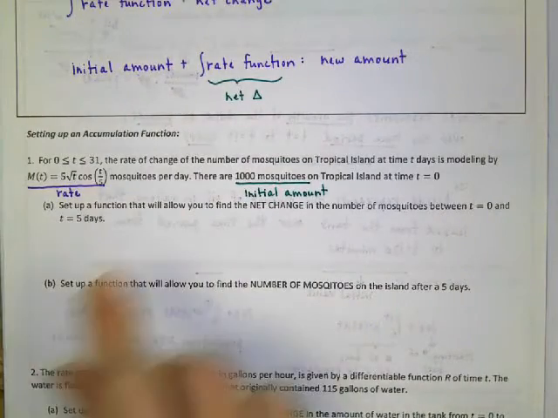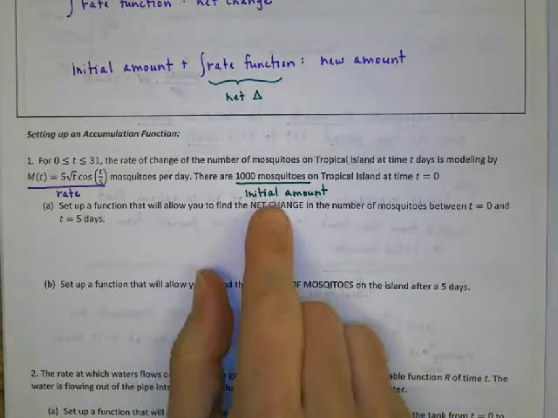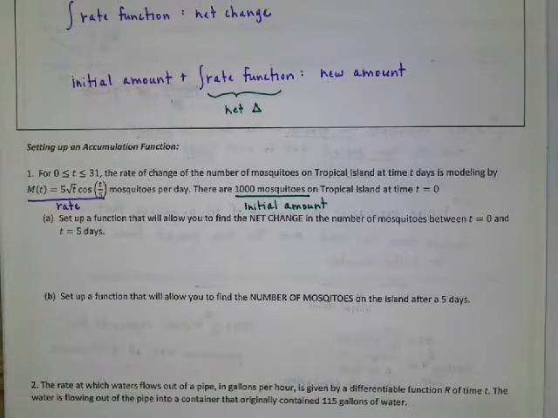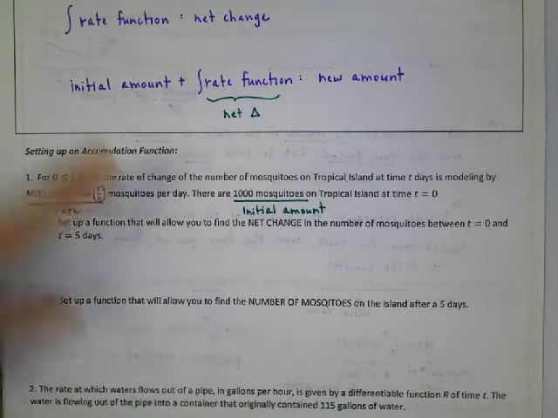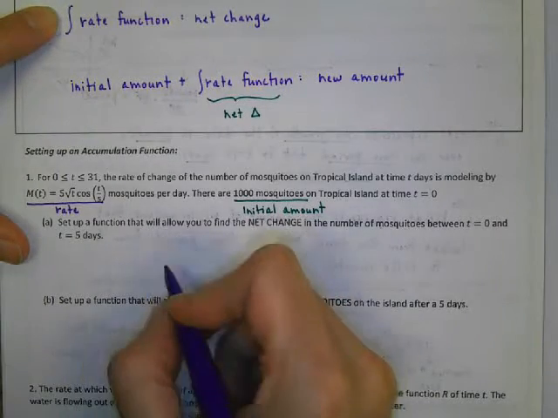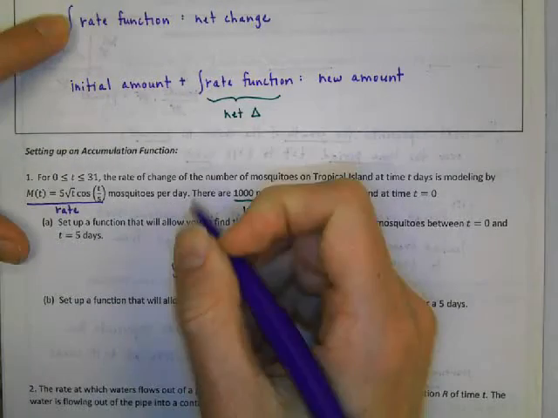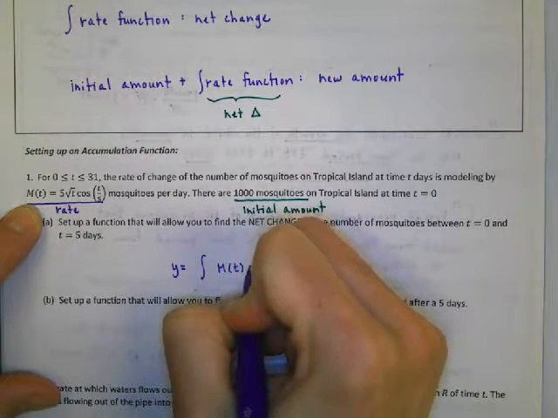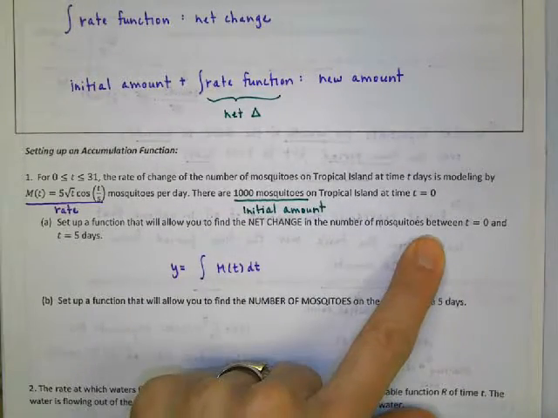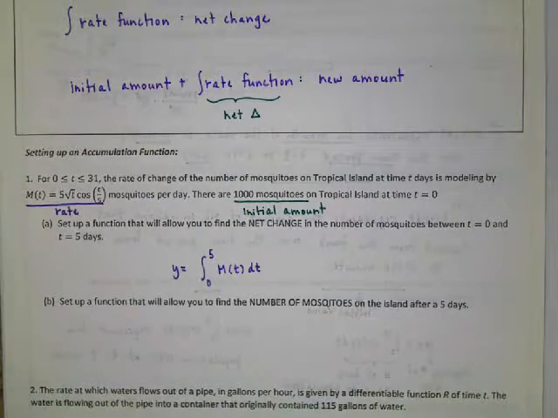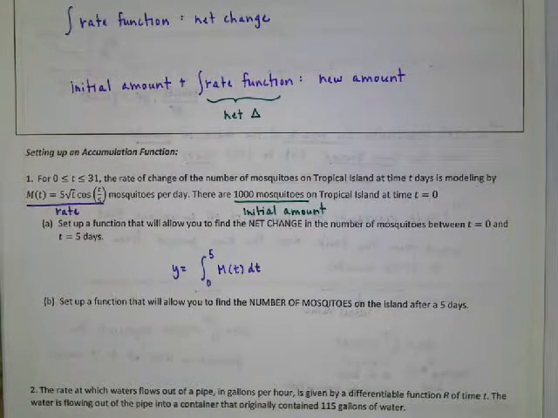So part A asks us to set up a function that will allow us to find the net change in the number of mosquitoes between t equals 0 and t equals 5 days. Well, we said to get the net change, we're going to integrate the rate function. So my function is going to be y equals the integral of m of t dt, and since I want to find the change between t equals 0 and t equals 5, those are going to give me my limits of integration. So there's a function that's going to give me that net change.